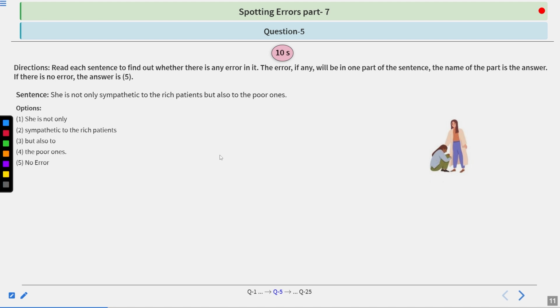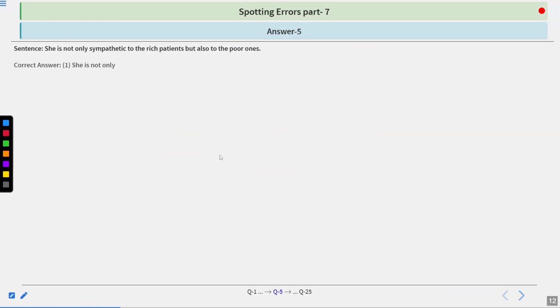She is not only sympathetic to the rich patients but also the poor ones. Options are given below. You have 10 seconds to spot the error. I hope you have answered. Let's look at the correct answer. The correct answer is option number 1. She is not only. Let's look at the explanation.